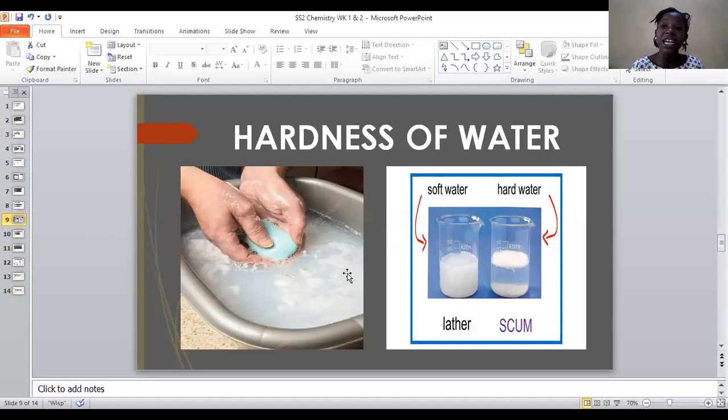Another disadvantage is that it causes furring of the kettle. That means when you boil hard water, you see scum at the top of the kettle. So those are the disadvantages of hard water.